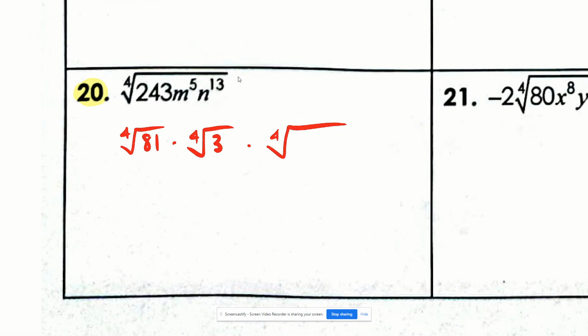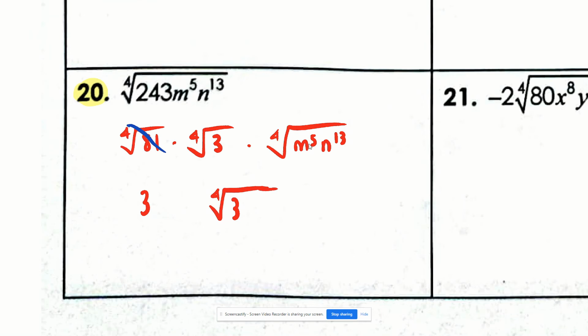Now, again, I like to put my variables all the way over to the right and just basically elect to choose to simplify those after the numbers. See, the fourth root of 81 gets to escape. Okay, the fourth root of 81 is 3. So we have 3 outside, and we have the fourth root of 3 inside. Now let's see what else we got.